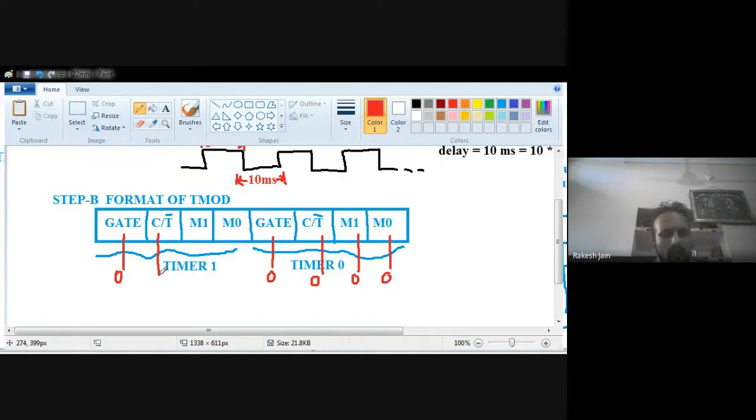So whenever we want to do such kind of programming in which we have to generate some delay, the timer will be used as a timer instead of a counter. That's why 0 is put at the C/T bar. It means timer 1 is used as a timer. If I put 1 here, it means the timer is used as a counter. Okay. Now M1, M0. So which timer mode do I use in my program?